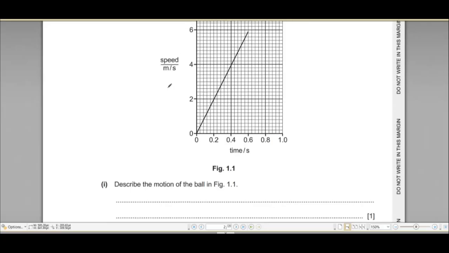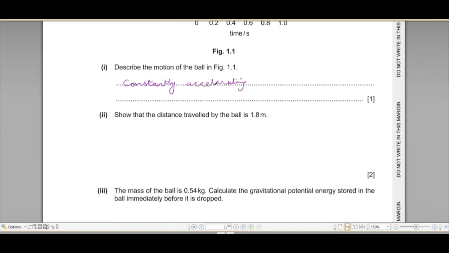Since it's a straight line graph, we will describe the motion to be constant acceleration. It is constantly accelerating. Since you know that the gradient of the speed time graph represents acceleration, and since it's a straight line one, it is a constant acceleration.